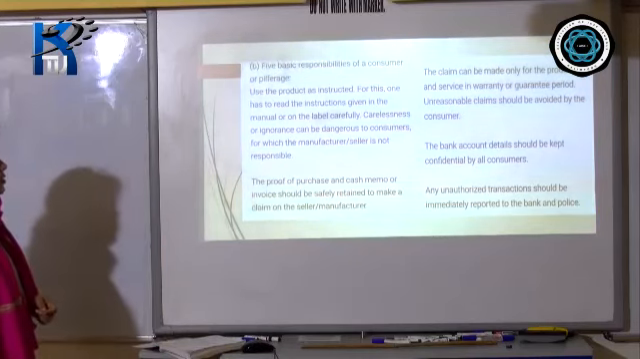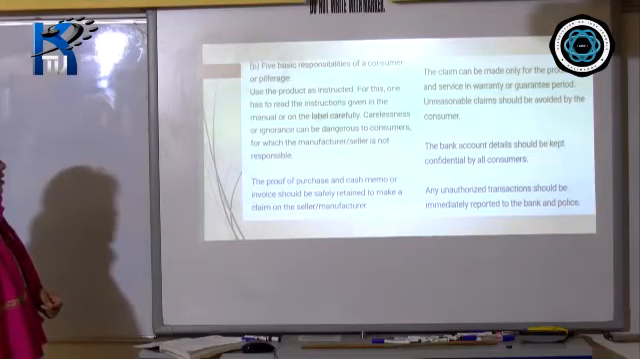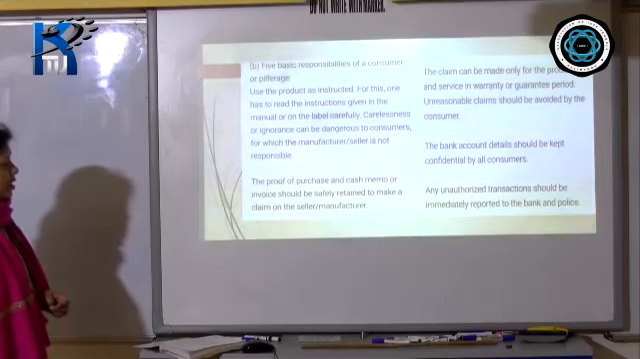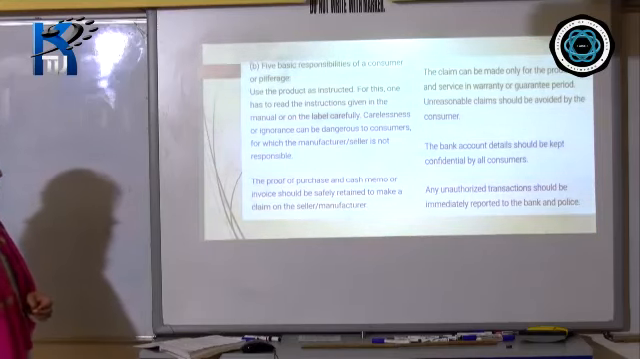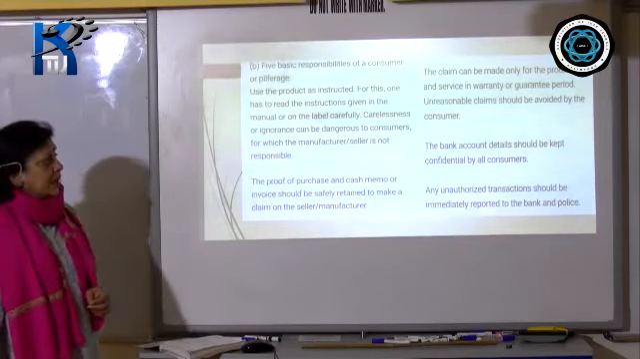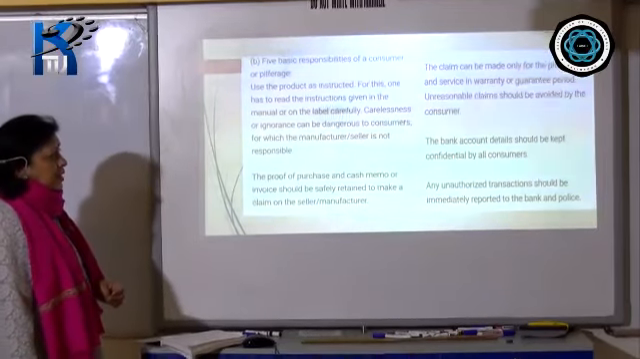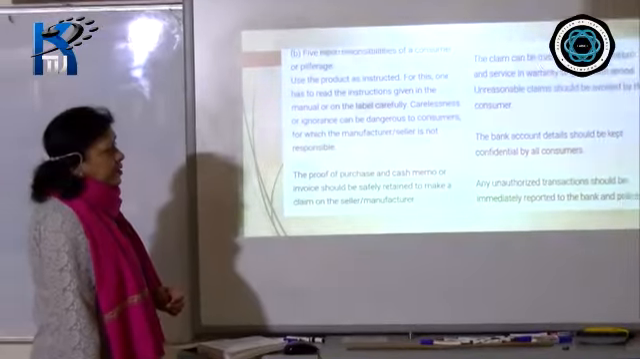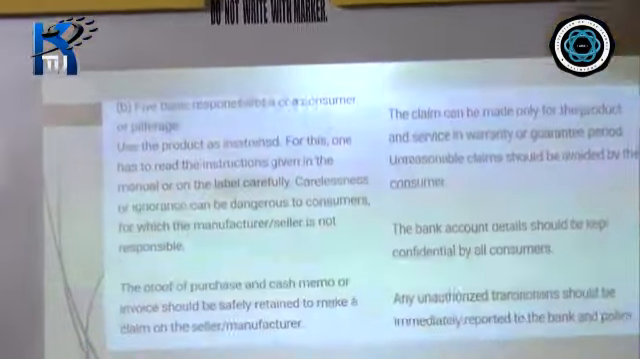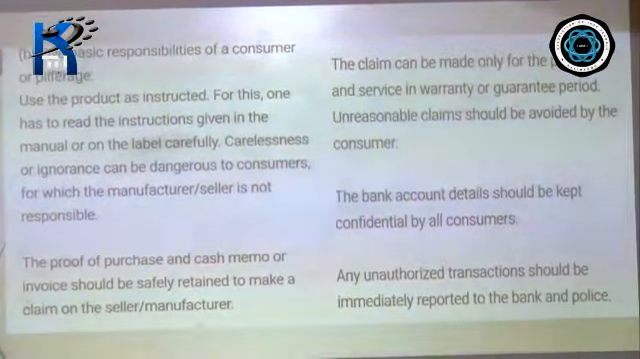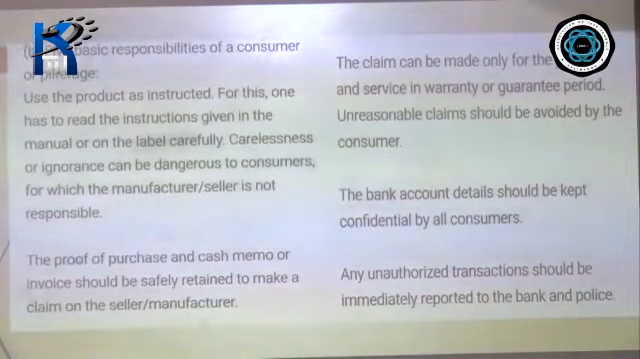Then the 5 basic responsibilities of a consumer are, first, use the product as instructed. That is a very important responsibility for a consumer because ignorance can be dangerous. The proof of purchase and cash memo should be maintained by the consumer because if he has to make any future claims, that will be important. Then he must know about the service warranty or guarantee period so that unreasonable claims are avoided. The bank account details should be kept confidential in case he has purchased using debit cards, etc. Any unauthorized transaction should be immediately reported to the bank or police. So this again carries 5 marks.